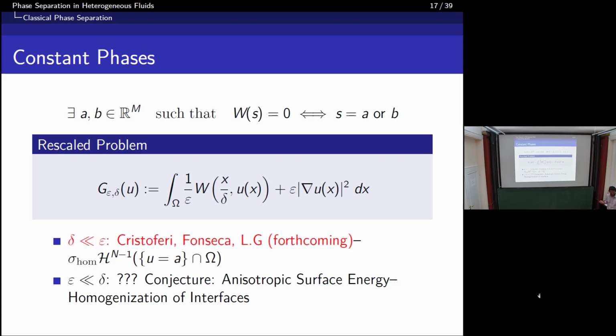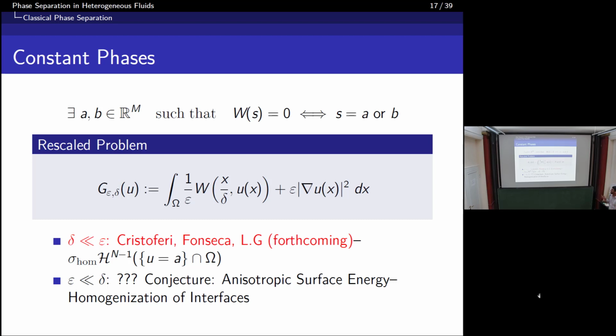But you would maybe expect some sort of anisotropic surface energy, because you think of it as, I'm going to take epsilon to 0 first, so you get some sort of interface which depends on x over delta, and then you want to homogenize some interface which depends on mu in some way.